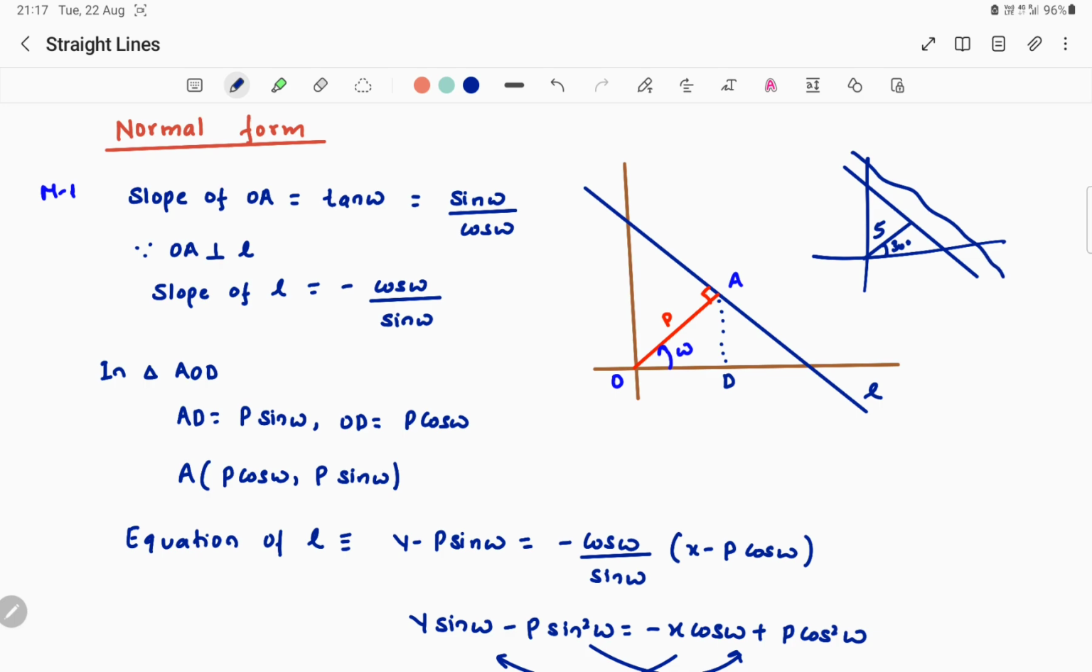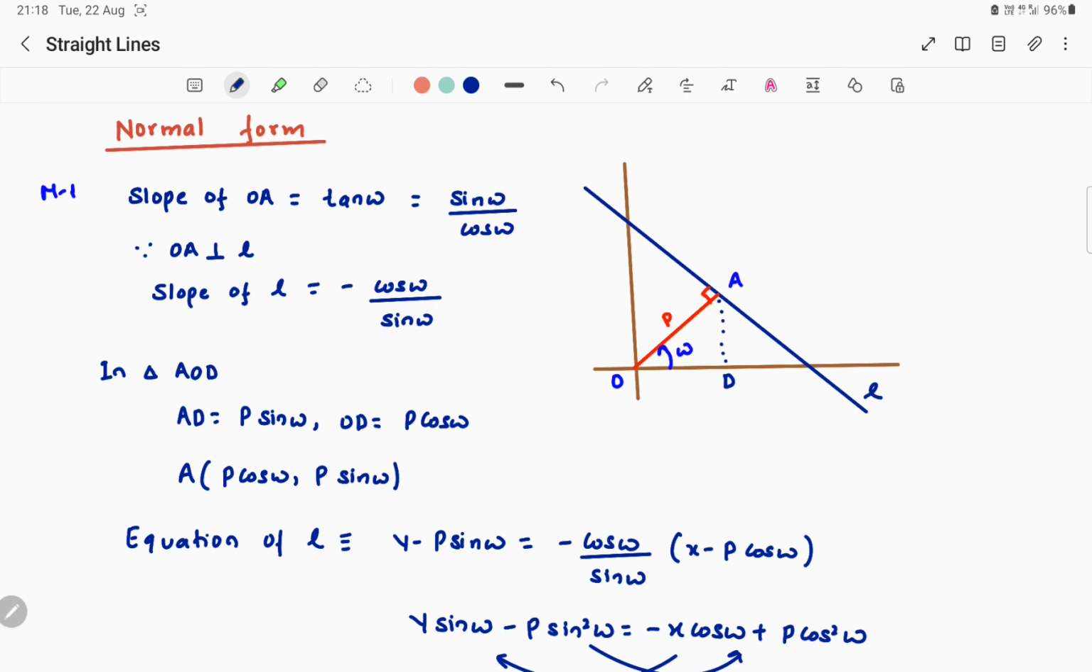Suppose somebody says, sir, you take this line. If you take this line parallel to this, what will happen? Now the distance has increased, isn't it? So this can't be accepted. Or somebody can say, sir, you take this line. If you take this line, now you can see this angle will not make 30 degrees, isn't it?